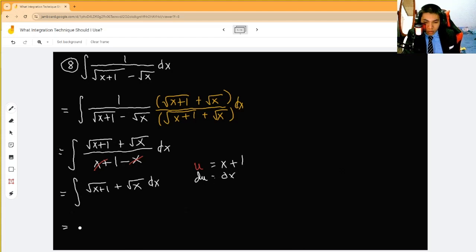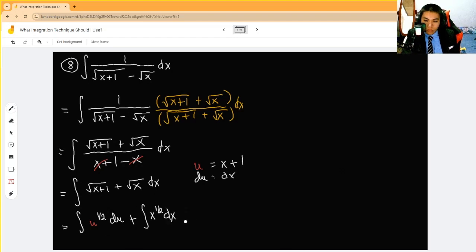And then we can just apply this here only on this part. So the integral of u, when you apply the square root of something, is the same as raising it to the 1/2 power, du, plus the integral of x to the 1/2 power dx.